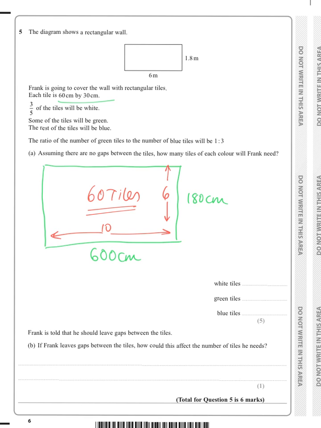Now, we know that 3/5 of those 60 will be white, and we can do that on our calculator, or however you want to do it. I'll do it by hand here. And 3/5 of 60 gives 36. So we've definitely got 36 white, so let's put that in.